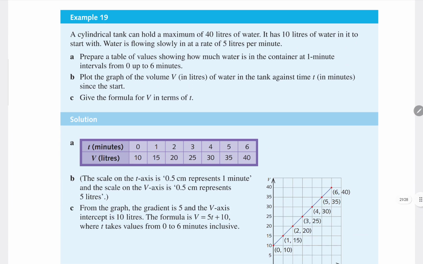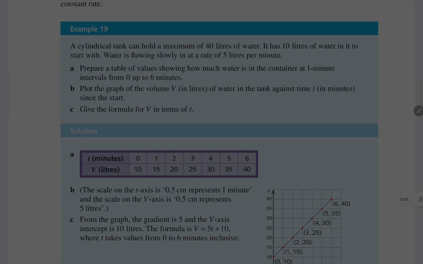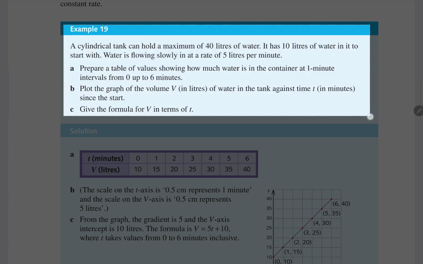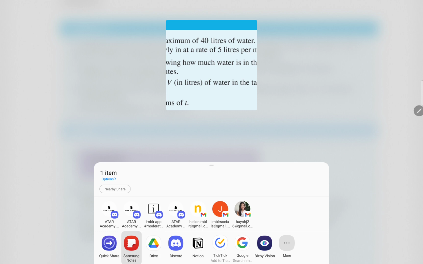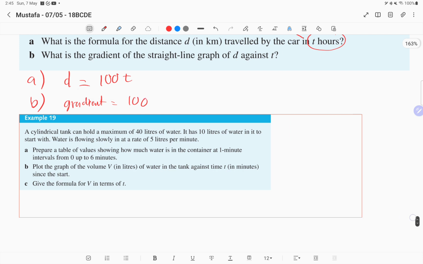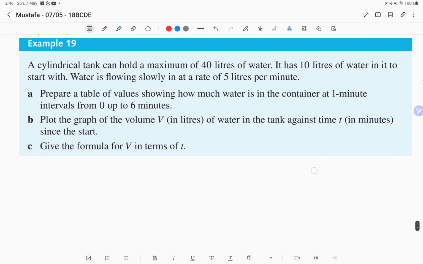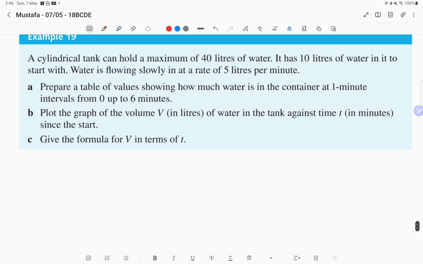Prepare a table of values. Plot the graph, give the formula of V in terms of T. Let's see. So for this example, do you know how to prepare the table of values? No. Okay. Show how much water is in a container at 1 minute intervals. So keyword: 1 minute intervals from 0 to 6.